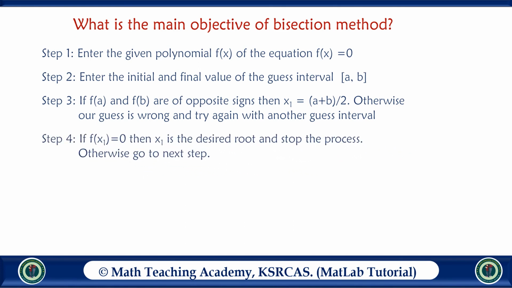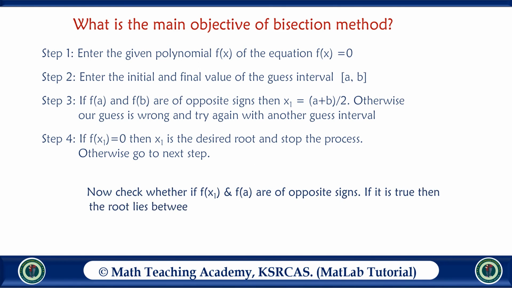Let it be step 4. If f of x1 is equal to 0, then x1 is the desired root and stop the process. Otherwise, go to the next step. Now, check whether f of x1 and f of a are of opposite signs. If it is true, then the root lies between x1 and a and x2 becomes a plus x1 by 2. Otherwise, take x2 is equal to b plus x1 by 2.